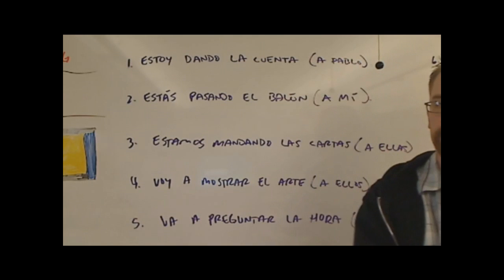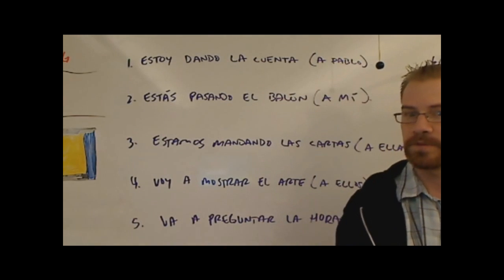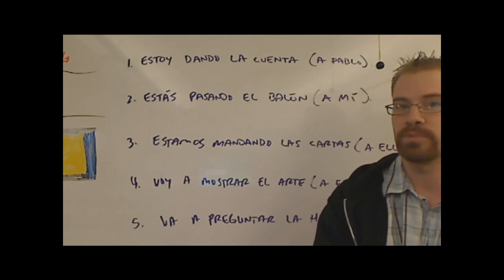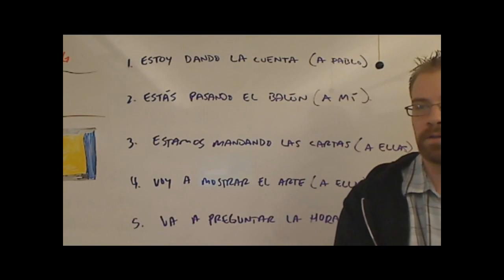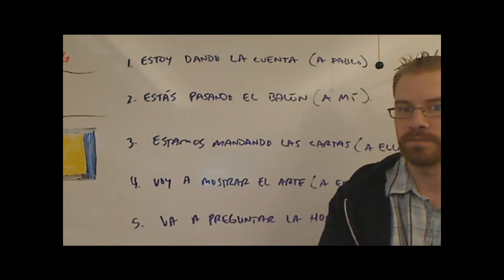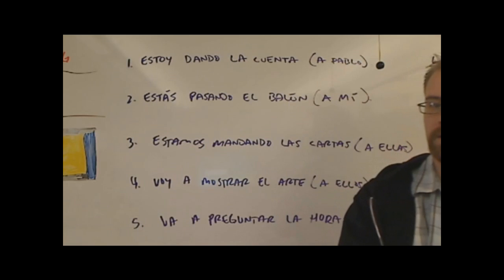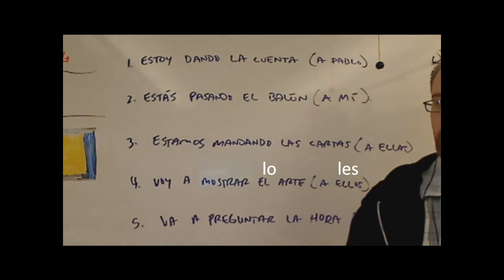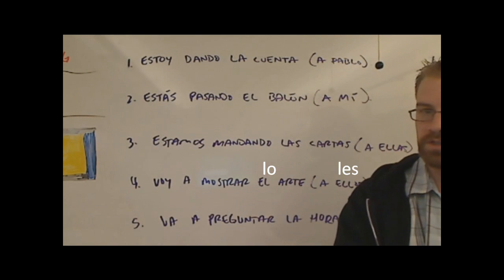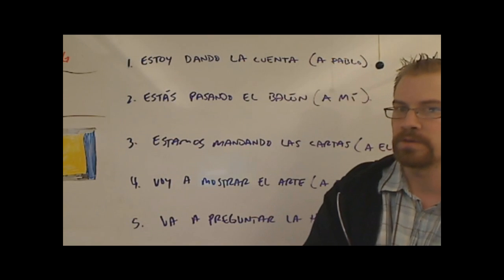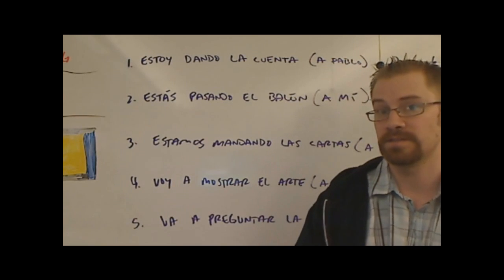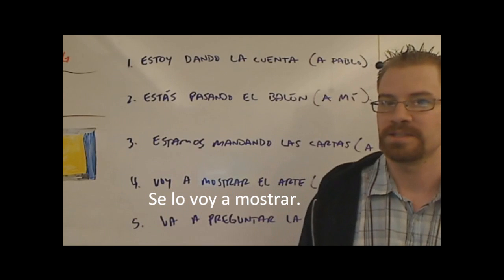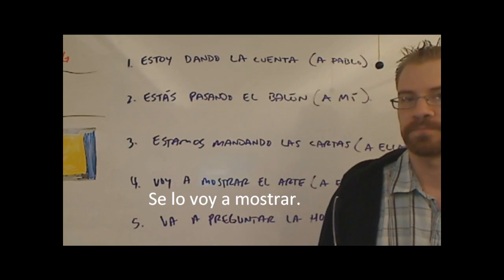Okay? 4, very similar, just a tiny bit different in that I'm not using the present progressive anymore. I'm just using what people are going to do. So voy a mostrar el arte a ellos. I'm going to show the art to them. The art would change to lo. A ellos would change to les. You can't have the two L's together. So you could have les and lo, change the les to se. Your new sentence could be se lo voy a mostrar.